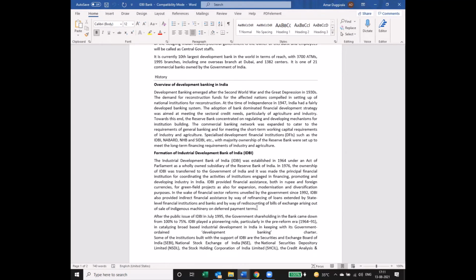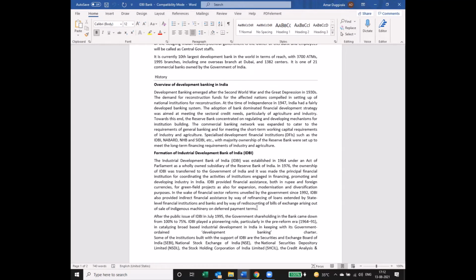So IDBI as an institution, in July 1995, the central government decided to reduce its shareholding from 100 to 75. What did it do? It sold off 25% shares in the open market, which is also called an IPO. It made a public IPO in 1995 to reduce its shareholding from 100 to 75. And for the first time, Industrial Development Bank of India had private investors, public investors, up to 25%.